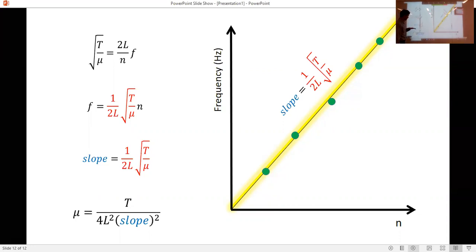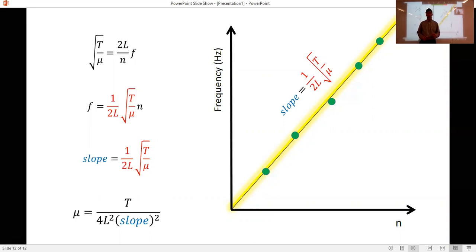All right? My slope of this equation right here in red is equal to 1 over 2L square root T over mu. I'm trying to solve for mu. So mu becomes T over 4L squared slope squared. Okay? So whatever value I get here, I plug into this equation right here. And I can find my mu. Compare that again, percent difference, to your measured value, which I did for you, 3 times 10 to the negative 4 kilograms per meter.